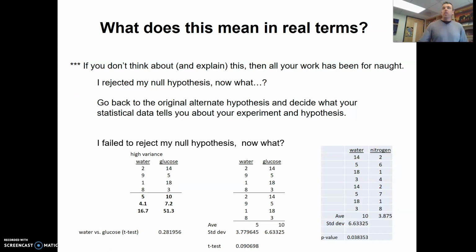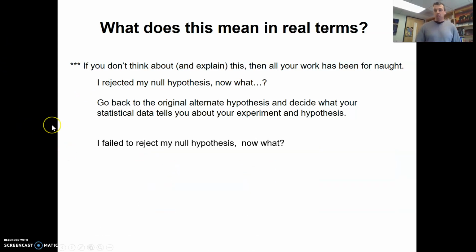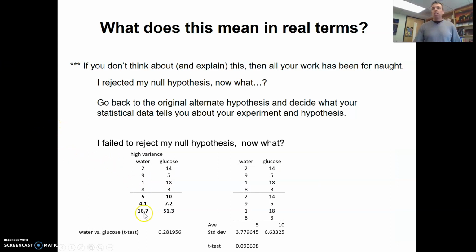So, for example, what if you fail to reject your null hypothesis? All right, so here we have some data, and this is just something that I found. Don't worry about what it actually is, but this is looking at the growth of yeast in water versus glucose. And you can see, as you might expect, that glucose is able to grow yeast a little bit more, but we have some variation in our different tests.